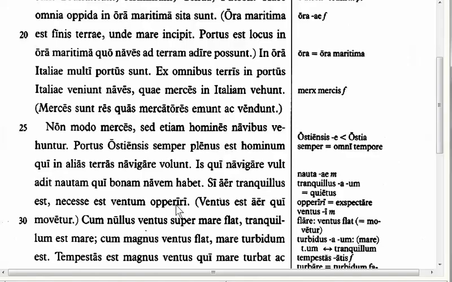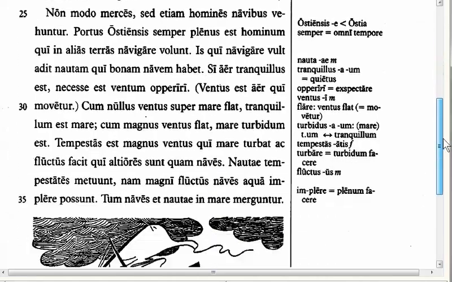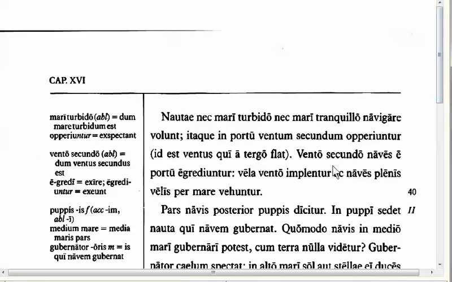The next feature I want to point out is in line 38 and 39. And here we see vento secundo naves e portu egrediuntur. This ablative construction here, vento secundo, so with, when the wind is good, or when the wind is beneficial in some way, ships leave the port.